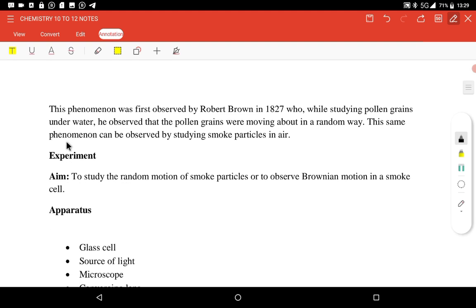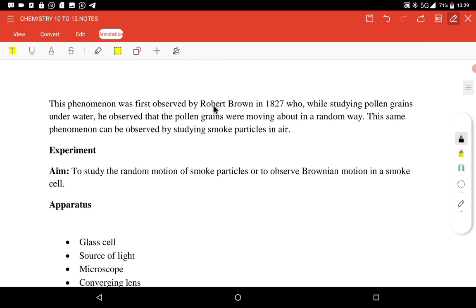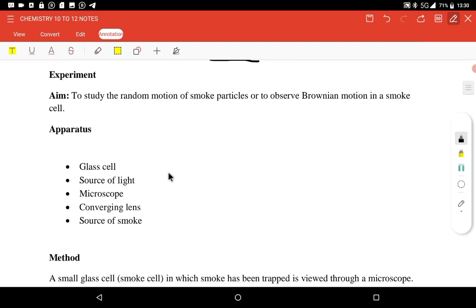This phenomenon called the Brownian motion was discovered by a man called Robert Brown in 1827, a very long time ago. What he studied were pollen grains. He studied the pollen grains underwater and observed that they were moving about. Later, he conducted this experiment using smoke particles in air, and this was the experiment that he carried out.